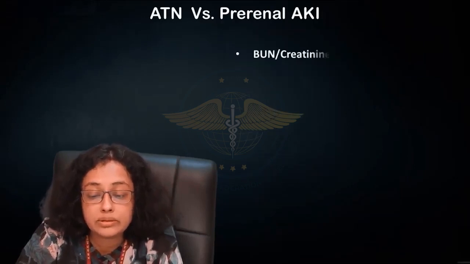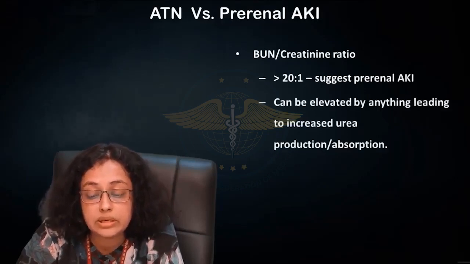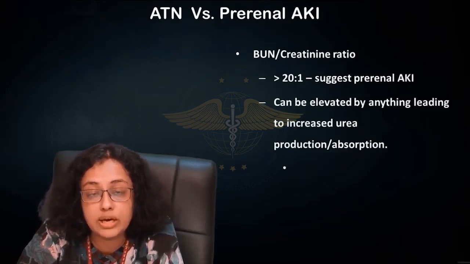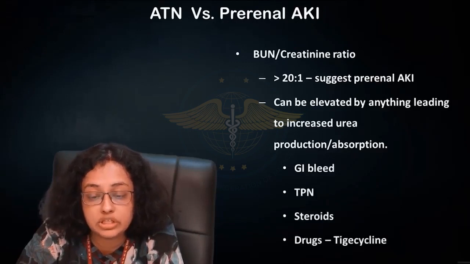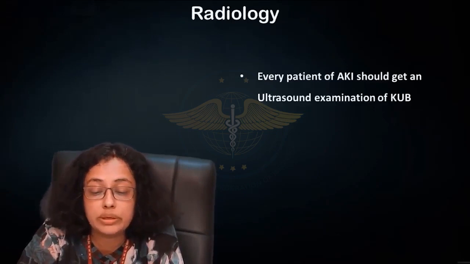The blood urea creatinine ratio is also a good marker. The urea is disproportionately higher than creatinine in patients with prerenal AKI, but then again, it can be elevated in other conditions where there's increased urea production or reabsorption, like GI bleed, TPN, use of steroids, and certain drugs like tigecycline. Coming to radiology, every patient with AKI should get an ultrasound examination done.